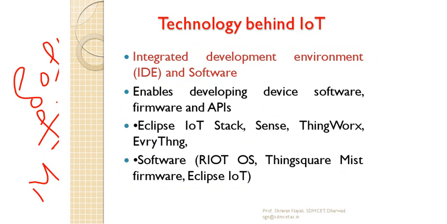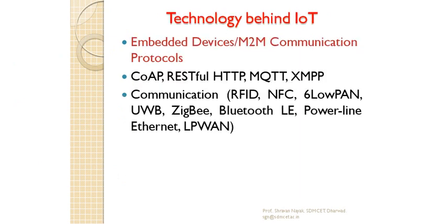Now coming to the next slide. In this particular class, most of the trademark or trade names you will come across. That is one of our requirements also. Then embedded devices and machine to machine communication protocol. When I speak about machine to machine, it is very important. You have got two machines. How will you be able to establish the communication between the two machines? What are the different protocols that you follow?